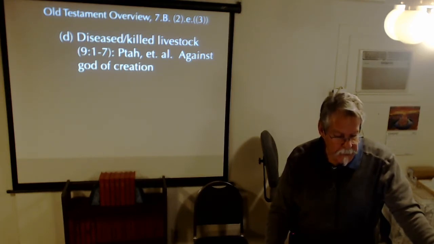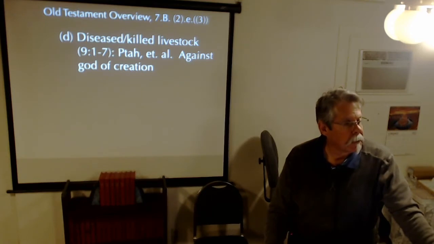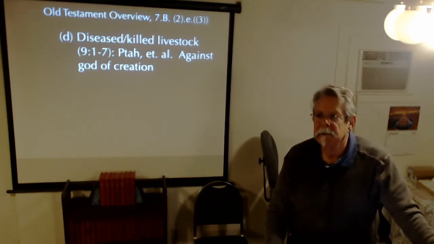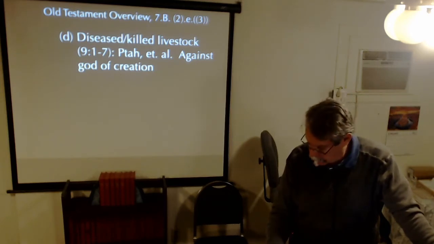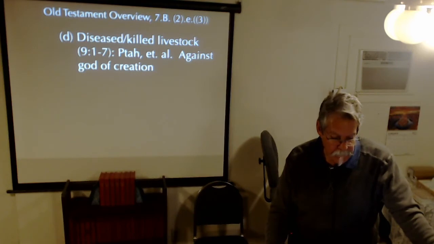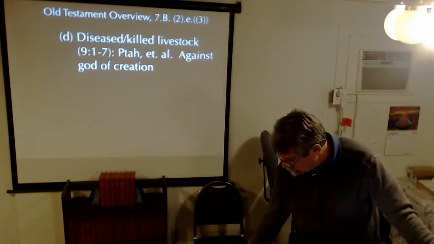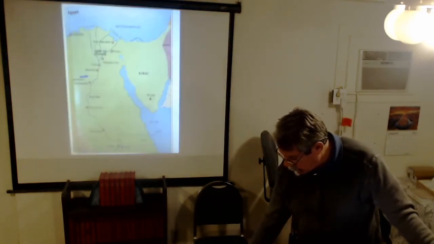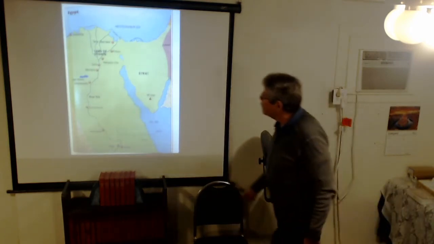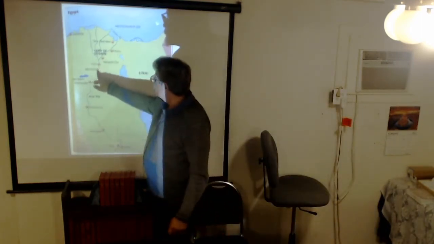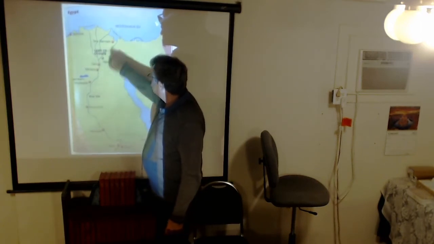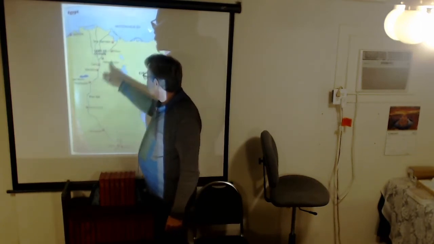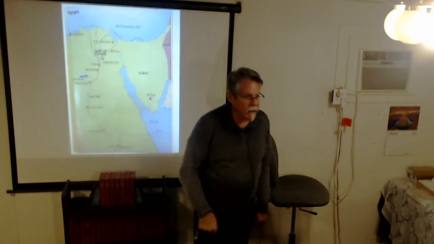were directed against Ptah, P-T-A-H, the god of Memphis. Let me go back to the map and point out. So here's Memphis, okay? So we're going to get Memphis and we're going to get Heliopolis, okay? And of course these two cities are where they were making the bricks. And so this whole area is the area that's getting hit, okay?